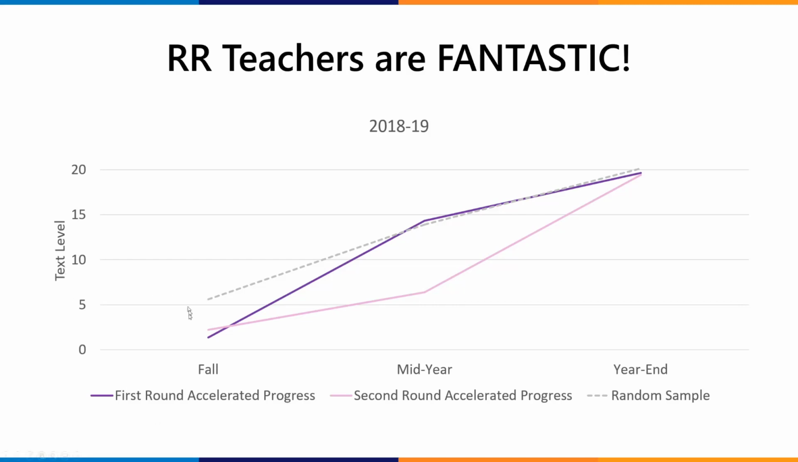So the purple line is for our first round accelerated progress, the pink line is for our second round accelerated progress, and that dashed line is for a random sample. This is the typical chart that we usually see: our kids, when they get into Reading Recovery, make that accelerated progress, catching up to the random sample, and finish right with the random sample right about the end of the school year.